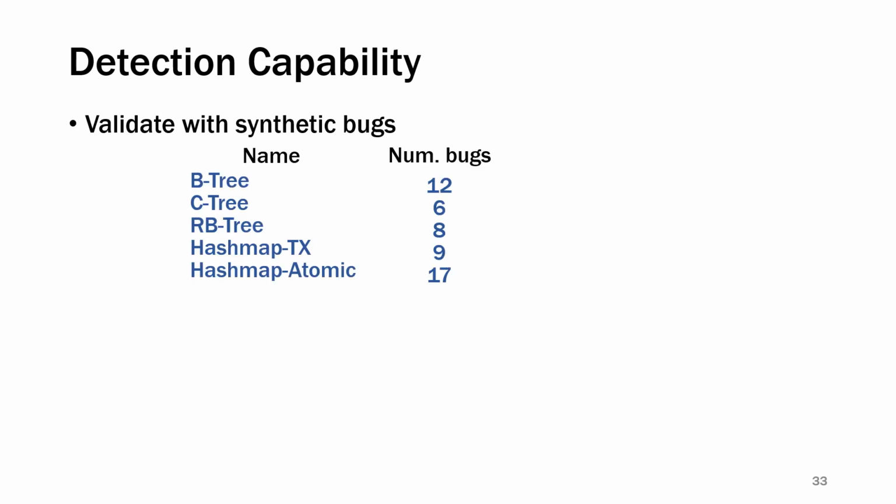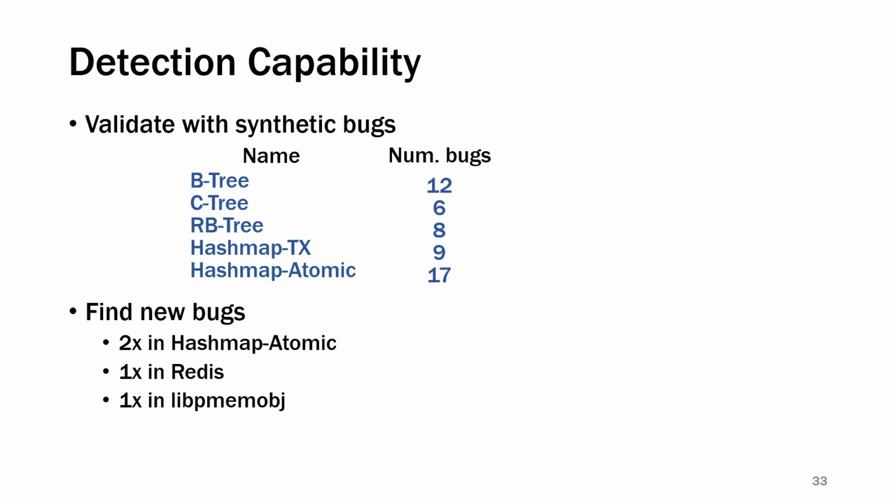Finally, we evaluate the detection capability of XFDetector. We first validated with synthetic bugs that we place in the micro benchmarks. And then during testing, we have found 4 new bugs, one in HashMap atomic program, one in Redis, and another in the LibPMEMOBJ library. Those bugs cannot be detected by previous works as they require holistic testing across the failure.